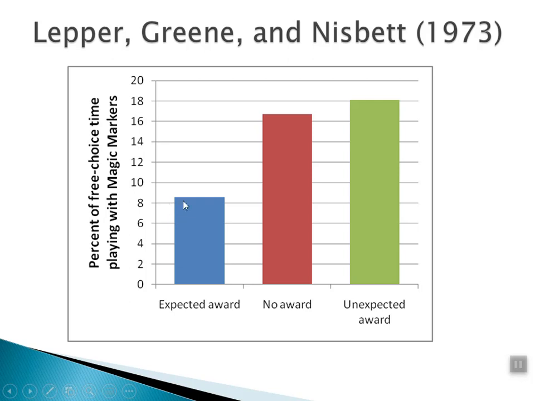This is a smaller percentage of their free time playing with magic markers later on. The other two groups, so the group that didn't get an award at all, and the group who didn't know they would get an award, but they did, so they got a surprise award, those two groups spent quite a lot more of their free time playing with magic markers. So we can interpret that as, well, they actually enjoyed playing with magic markers. Whereas the group who was shown the award initially, they were just doing it to get the award. They didn't actually enjoy it.